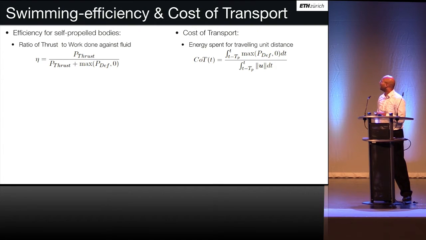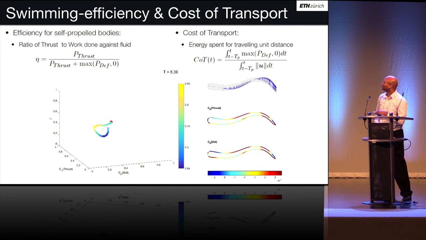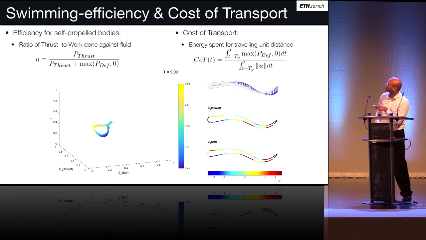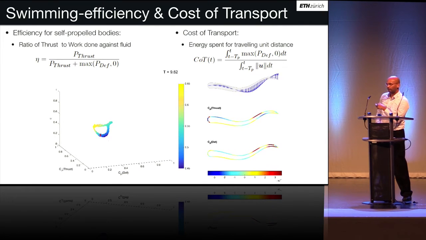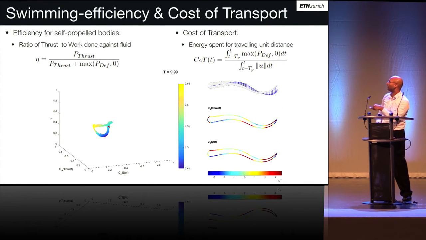Okay, and these quantities keep varying periodically. So here we're looking at efficiency as a function of these two quantities, P_thrust and P_def. And as the fish keeps beating its tail, the efficiency keeps going down and up. And we know how to do these steady swimming cases quite well.